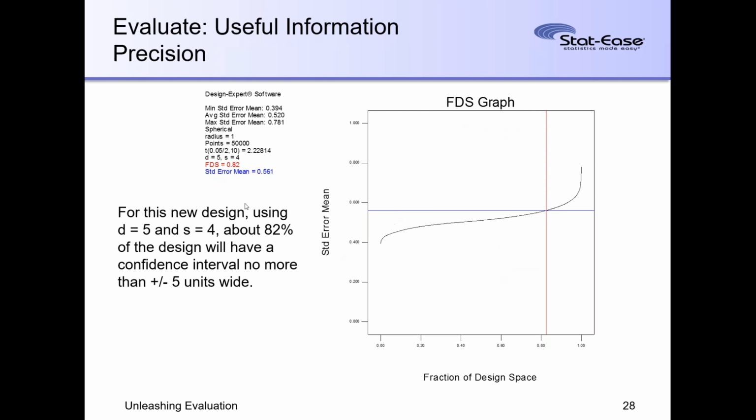So for this graph, using a different design, a better design than the one I just had evaluation for, using a D of 5 and an S of 4, I get a D over S ratio of 1.25. And for this design, about 82% of it is capable of giving me a confidence interval no more than plus or minus 5 units wide. It's a way we use to manage the expectation and size the design. Once you remove terms from the model, the post-analysis precision will usually be better than for the whole quadratic model.